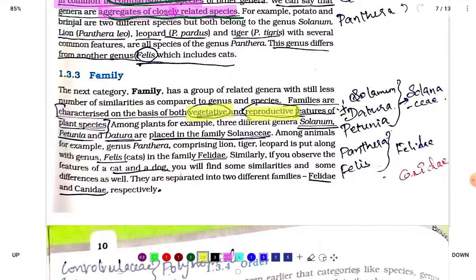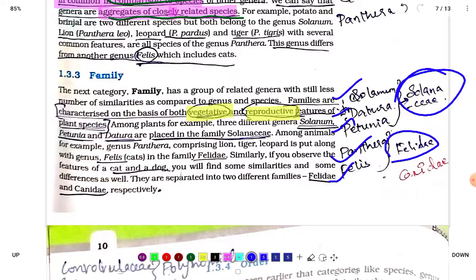Solanum, Datura and Petunia belong to a common family, Solanaceae. Among animals, genus Panthera, which comprises lion, tiger and leopard, is put along with genus Felis, cat, in the family Felidae. So Felidae is the family which includes Panthera and Felis. These are two different genera. Similarly, if you observe the features of a cat and a dog, you would find some similarities and some differences as well. They are separated into two different families, Felidae and Canidae respectively.